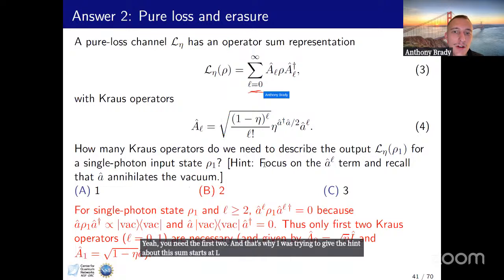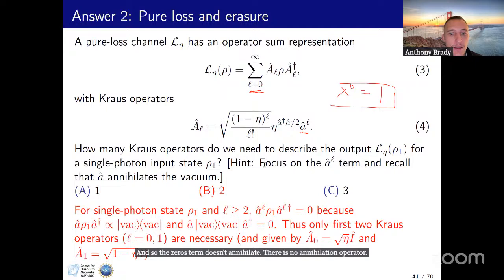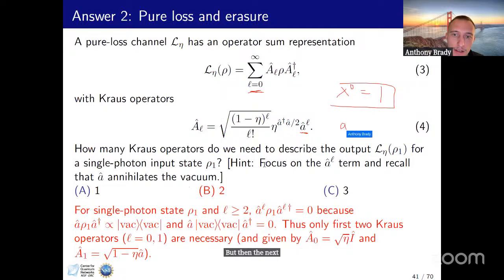So at L equals 0, the zeroth power, the exponential of 0 of anything is just 1. And so the zeroth term doesn't annihilate, there is no annihilation operator. So you at least need that one. Okay, so you do need that one. That is the L equals 0 term, and it goes something like 1 times whatever all this mess is.